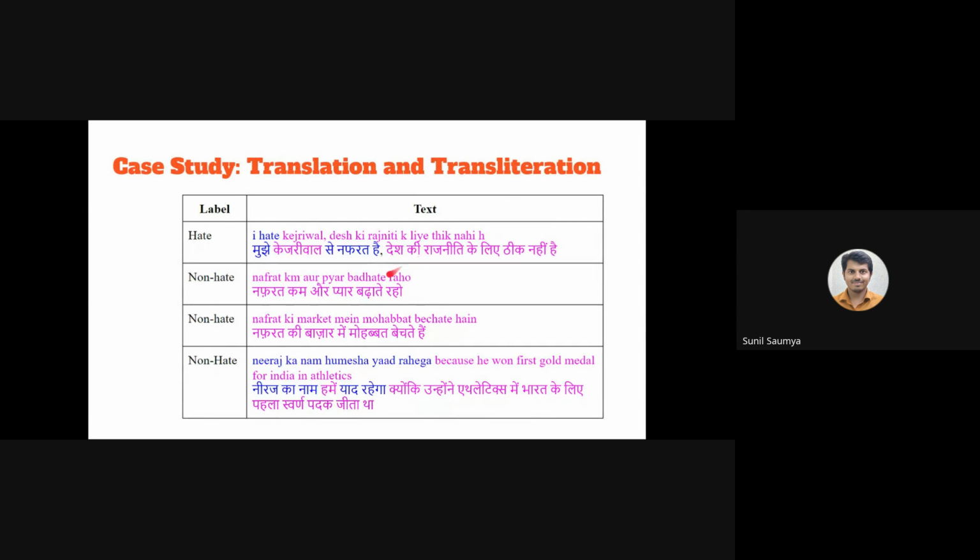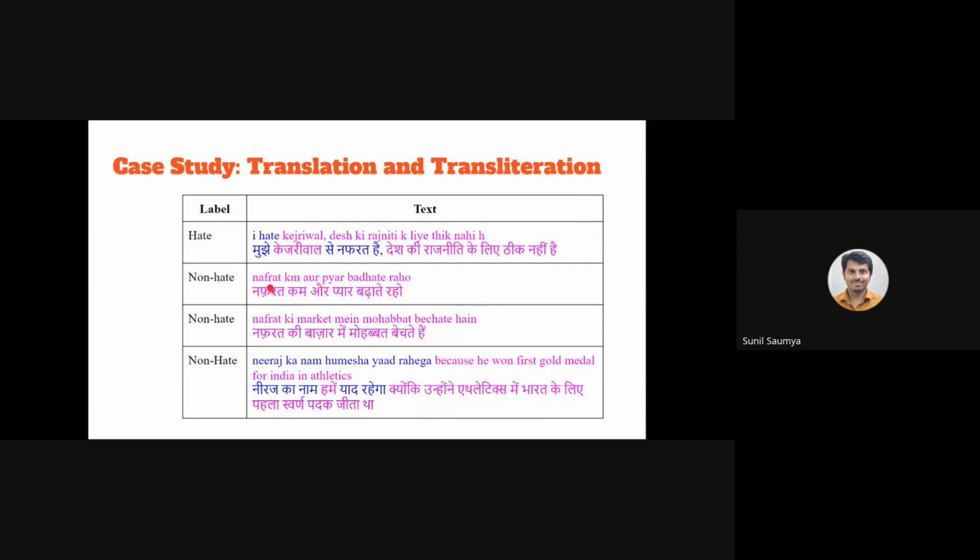Similarly, देश की राजनीति के लिए ठीक नहीं है. All these words were only transliterated, using some dictionary and NLP dictionary. It was just converted into Devanagari script, and the resultant script was used as input for the model for classification as hate or non-hate. So मुझे केजरीवाल से नफरत है, इसकी राजनीति के लिए ठीक नहीं है. That was the resultant sentence we got for the first one.